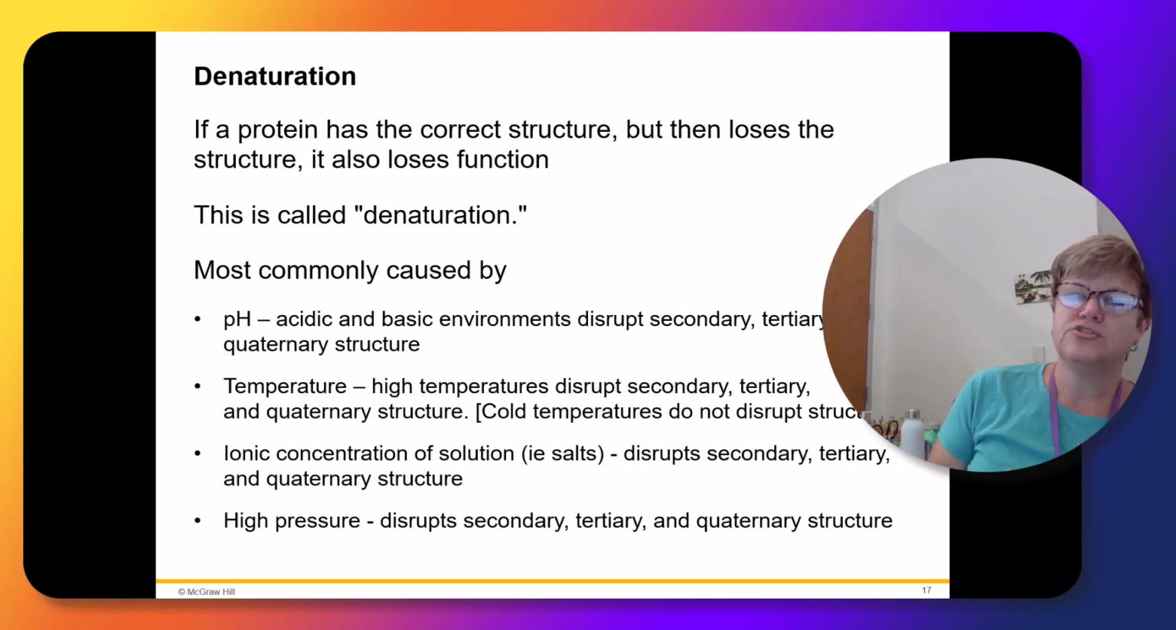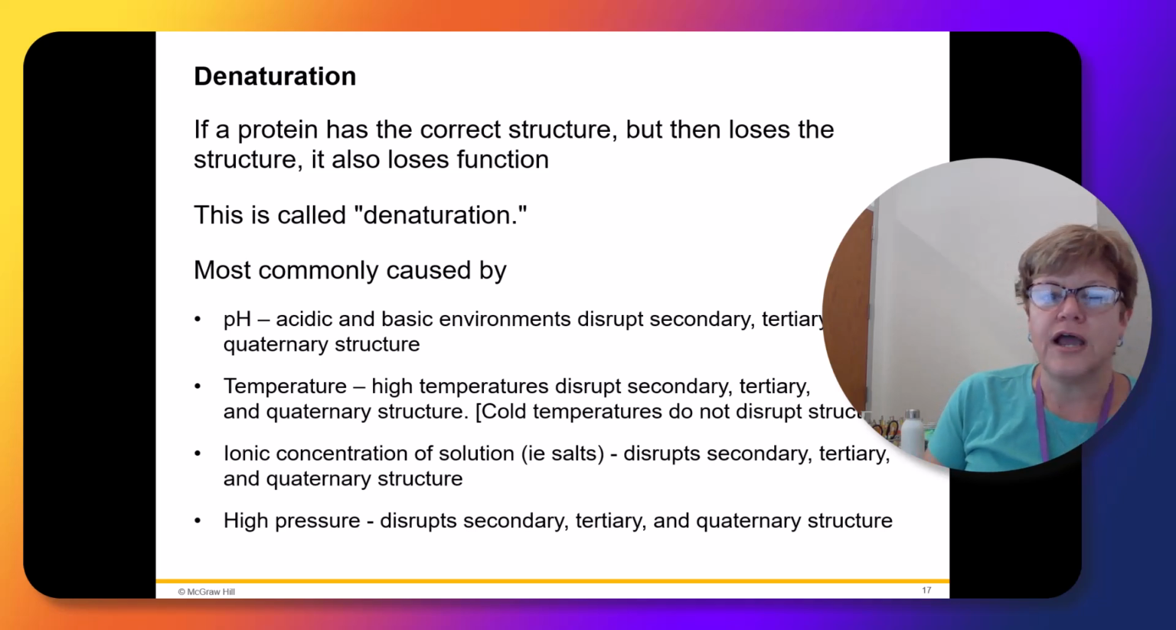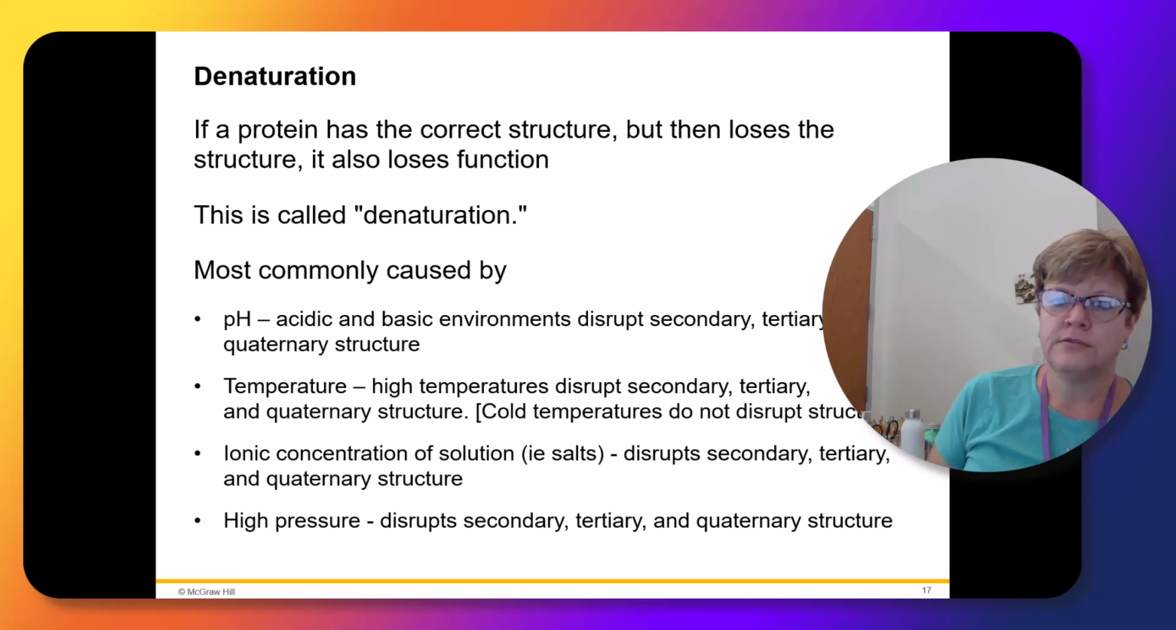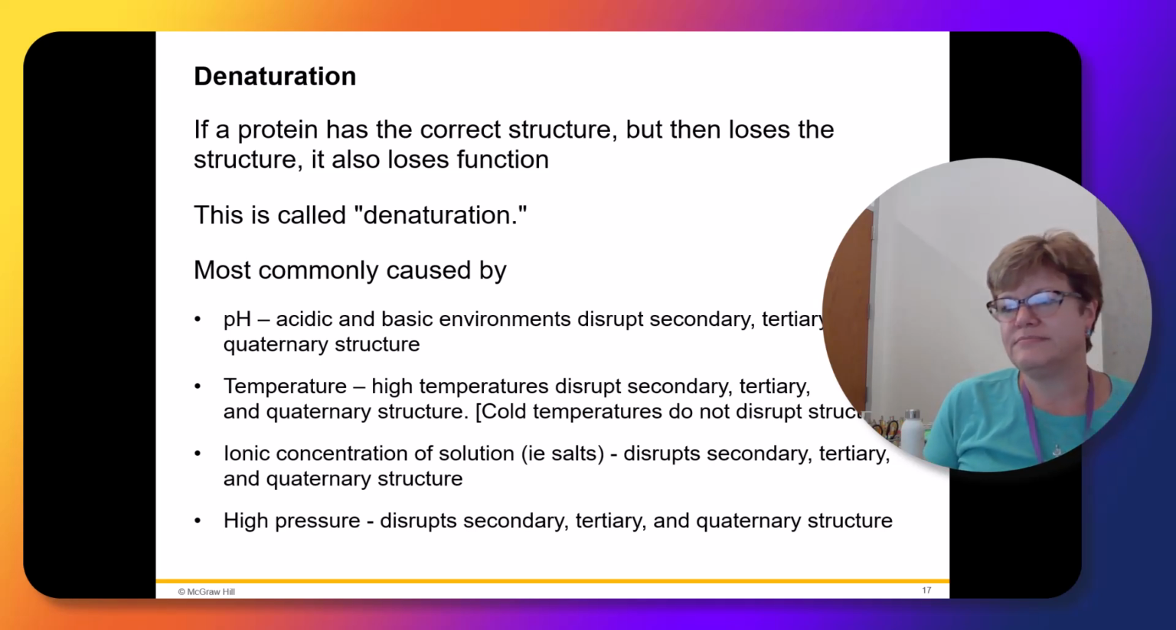All right. So denaturation is caused by, and you can see the second one on the list, this is in no particular order, temperature. High temperatures disrupt the structure and therefore denature the protein. Cold temperatures don't do that. If you freeze an egg white, it doesn't cook it. It doesn't turn white like an omelet. But high temperatures unfold the proteins.